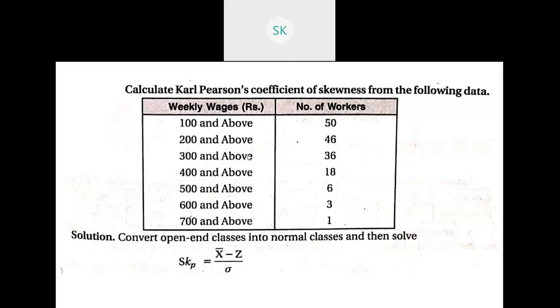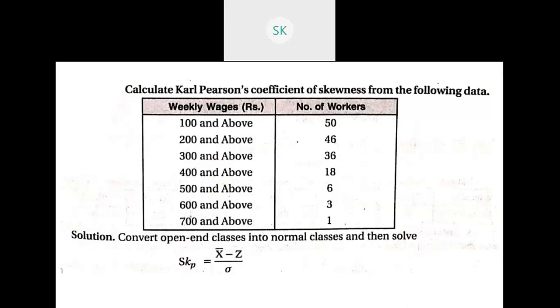We were solving the problems of measures of skewness, particularly Karl Pearson's coefficient of skewness. Yesterday we solved the problems of discrete series as well as continuous series.